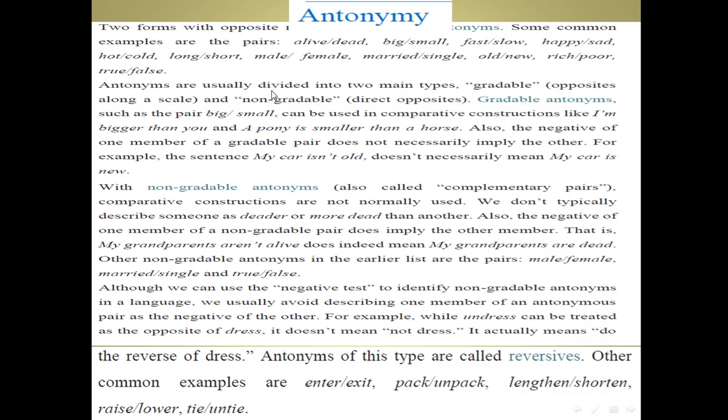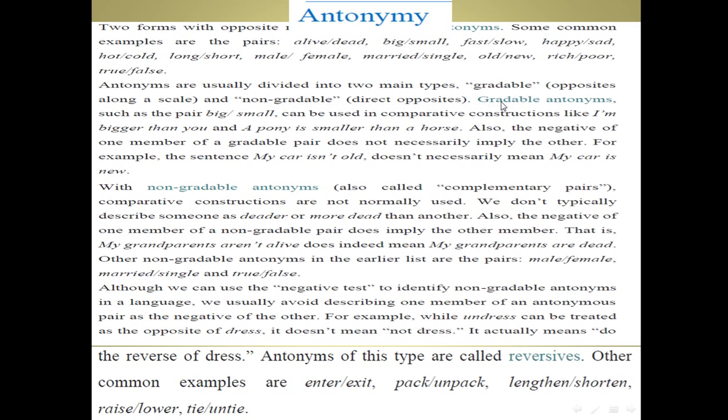Antonyms are usually divided into two main types, two groups: gradable and non-gradable. Gradable means opposites along a scale. The first is gradable and the second is non-gradable. If we say gradable, we mean opposite along a scale. And non-gradable means direct opposite, clear opposite.